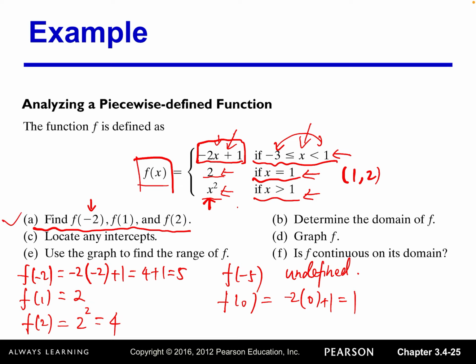So we're done with the A part. Part B: determine the domain of the function. For the domain of the function, we just need to combine these three subdomains into one. Let's use interval notation, which is easier. Here we put -3 with a square bracket, because there is an equal sign, and then up to 1, not including 1, so I put a parenthesis. So this part is the interval notation for the first subdomain.